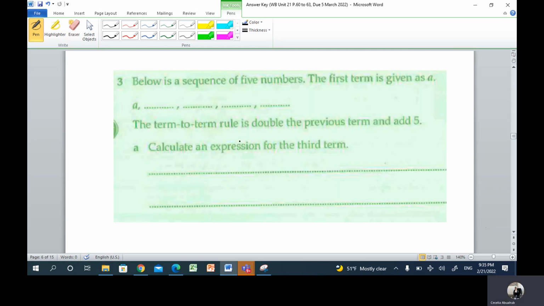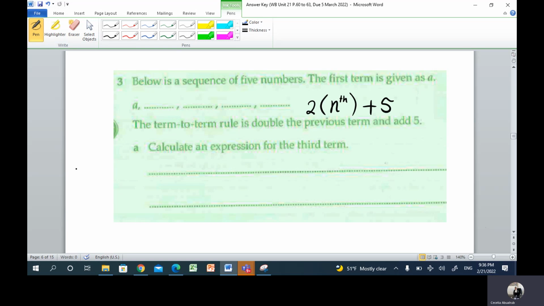Okay. Let's go to the third question here. Below is a sequence of 5 numbers. The first term is given as an expression of a. The term-to-term rule is double the previous term and add 5. So double the previous term means 2 times the nth term. Let me write it more clearly here. So it will be 2 times the nth term, and double the previous term and add 5. Calculate the expression for the third term.